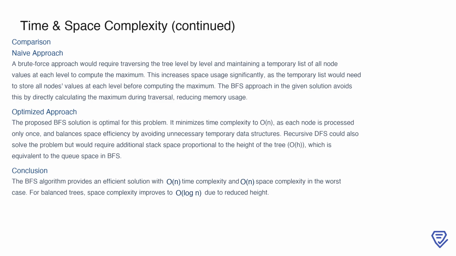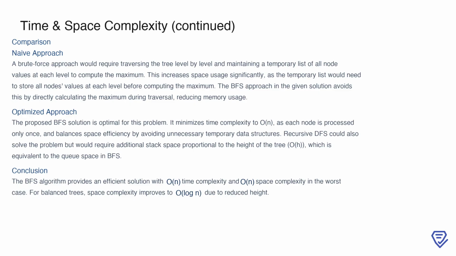usage. Another potential solution is using a recursive depth-first search, or DFS, which also processes nodes efficiently. However, DFS requires stack space proportional to the height of the tree, O(h), which is equivalent to the space used by the BFS queue.